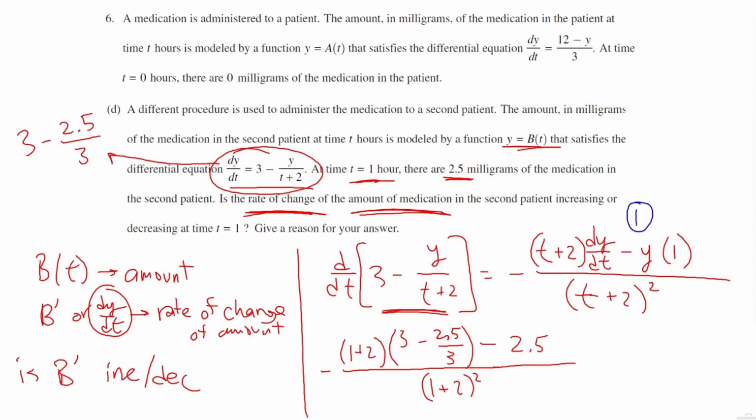And so what we'll do is we'll just simplify this down here. So 1 plus 2 is 3, and 3 times 3 is going to be 9. So we're going to have our negative out in front. We're going to have 9 minus 3 times 2.5 over 3. It's just going to be 2.5. And then minus another 2.5. And then it's all going to be over 3 squared, which is 9. So what we've got is 9 minus 2.5 minus 2.5, in other words, 9 minus 5, which is 4, over 9. And with a negative sign, of course, out in front.